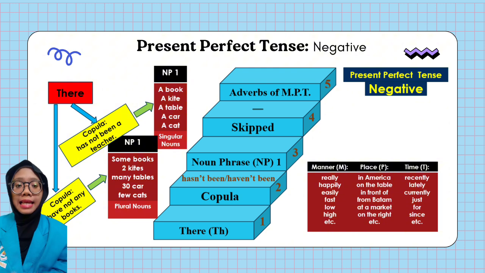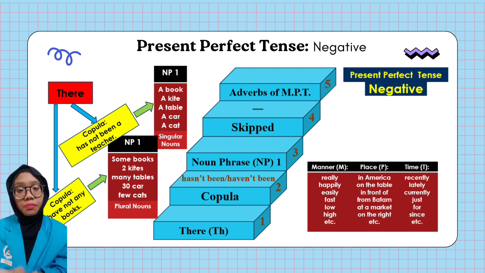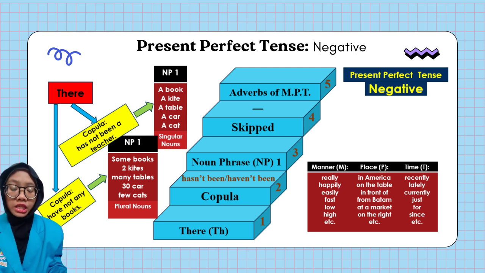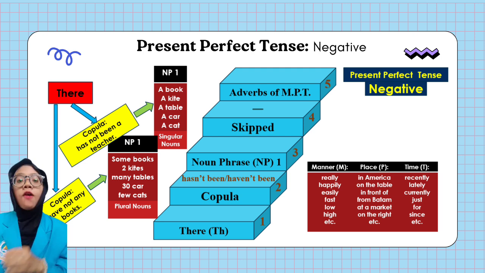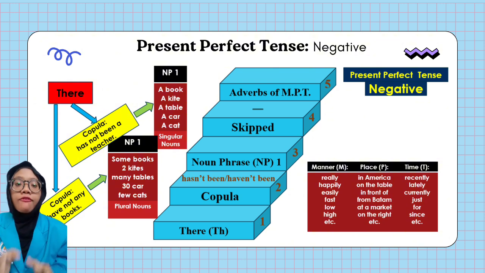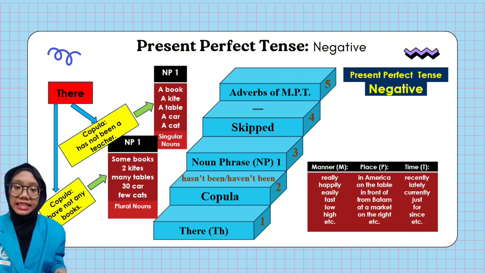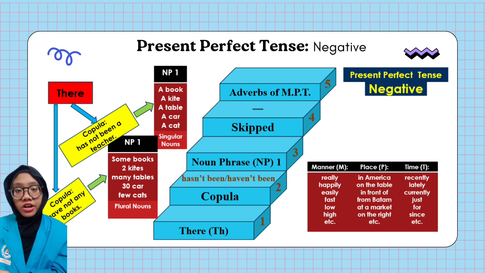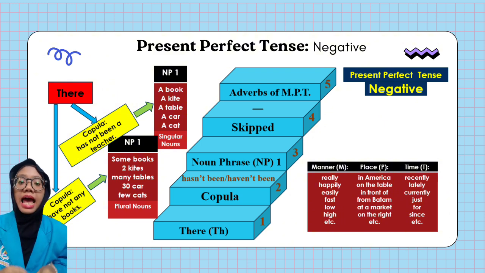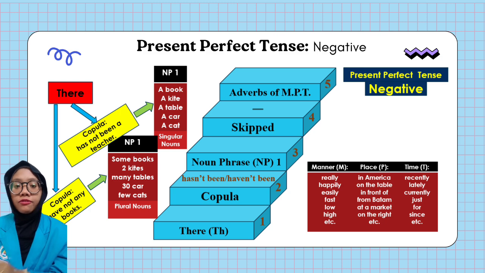Furthermore, to make this sentence into a negative sentence of the present perfect tense, you can simply add not to the copula, such as have not been or has not been. For example, there have not been many new shoe stores at the market lately. There, for the first there; have not been for the copula; many new shoe stores for the noun plus one; at the market for the adverb of place; and lately for the adverb of time.